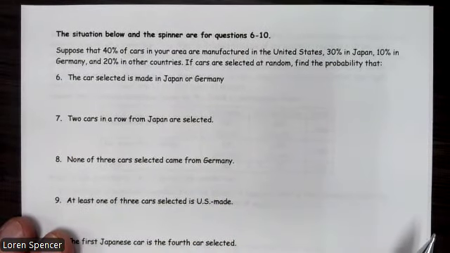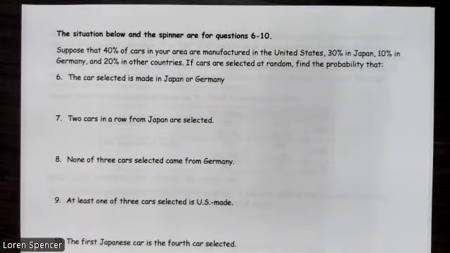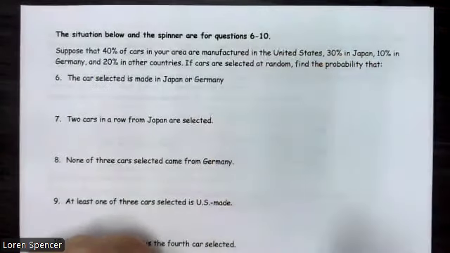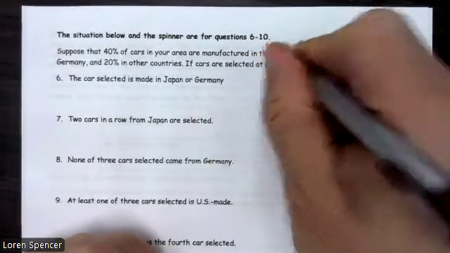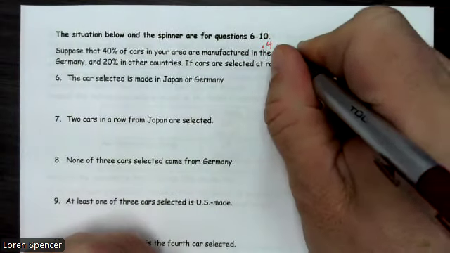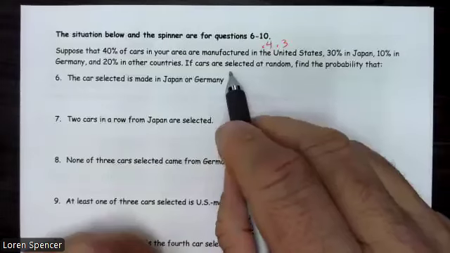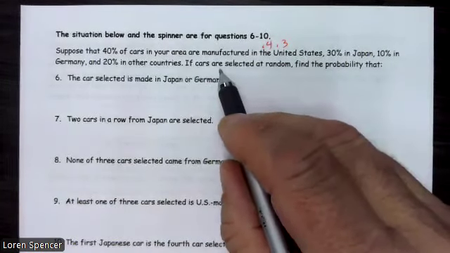Suppose 40% of cars in your area are manufactured in the United States, 30% in Japan, 10% in Germany, 20% in other countries. If a car is selected at random, find the probability that the car is made in Japan or Germany. So let's add these up real quickly. Let's make this a little easier to work with.